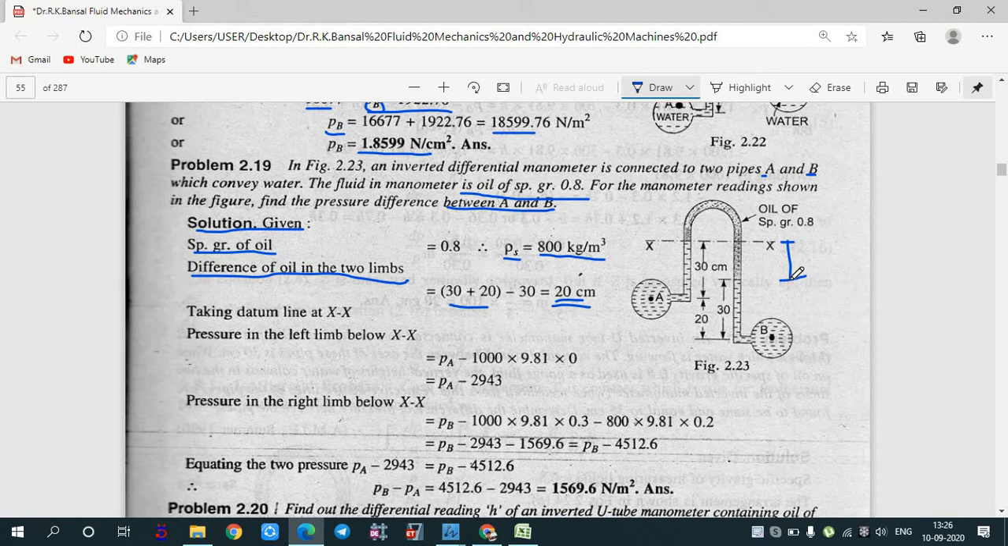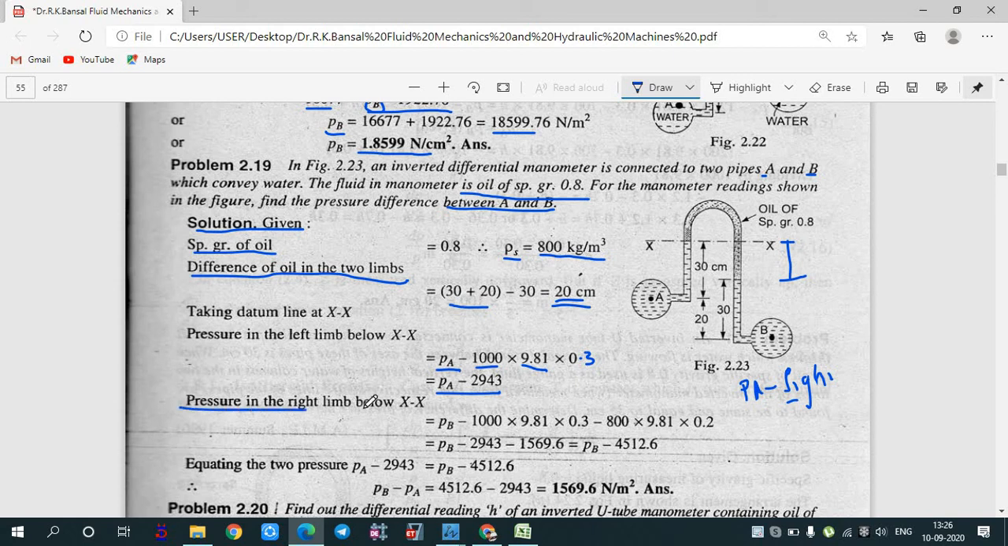Now we will calculate the pressure in the left limb and the pressure in the right limb. In the left limb, as you can see, there is only one liquid. This is nothing but water. So for the pressure at A, it will be PA. After that, since it is going upward, it will be minus rho 1 g H1. So over here you can see PA minus 1000, because rho 1 is the density of water, which is 1000, into 9.81, and the height is 0.3. Over here it is written as 0.0, but it will be 0.3. So we finally get this value, PA minus 2943.